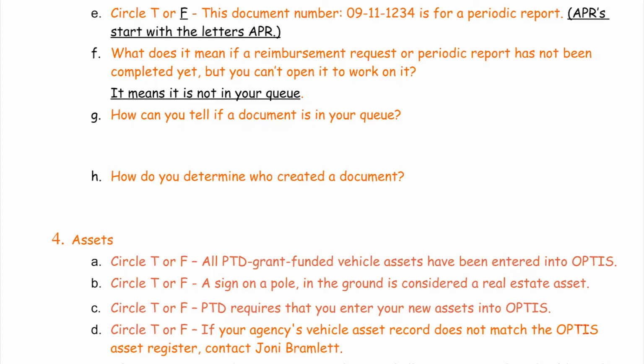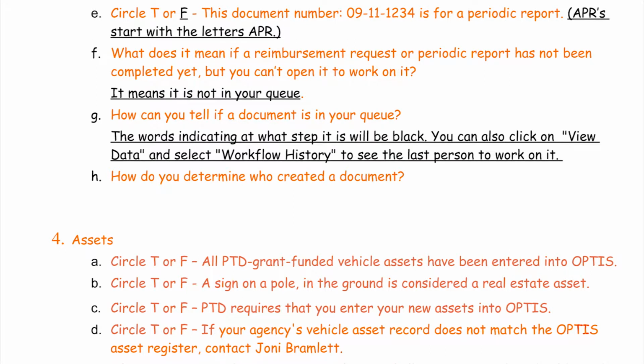3G, how can you tell if a document is in your queue? There's two ways. Through workflow? Right. Go to workflow, and the last person on that list is the person whose queue it is now in. Unless you've completed it, like a reimbursement, well, that would still be true. You could also look at the words complete step or whatever they are up at the top, and if they're grayed out, that means it's not in your queue. If they're black, that means it is in your queue.